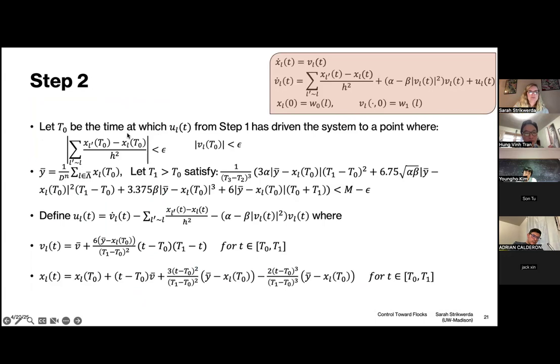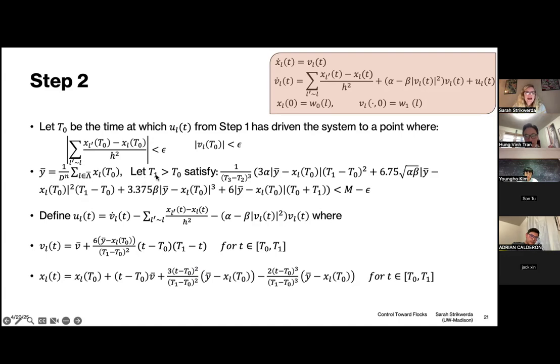And so if we let t naught be the time at which UL of t from step 1 has driven the system to this point, where we have this closeness and we have the small velocity, then what we can do is define this y bar to be some kind of average of all of the values at the xl's. So it doesn't really have to be this average, but if you want to do things in an optimal way, which this is not optimal control, so there's lots of ways we could make it more optimal, but it's best to choose something that is kind of in between all of the xl's.